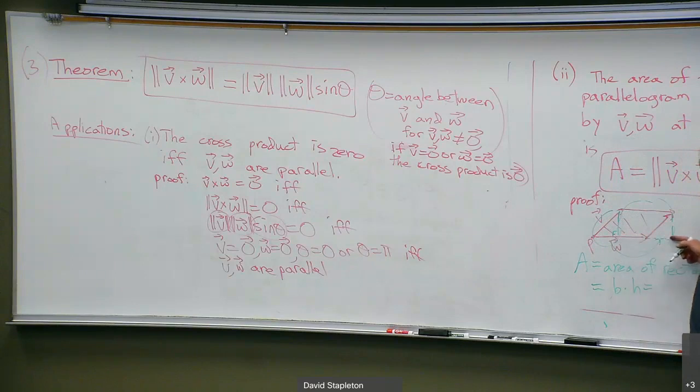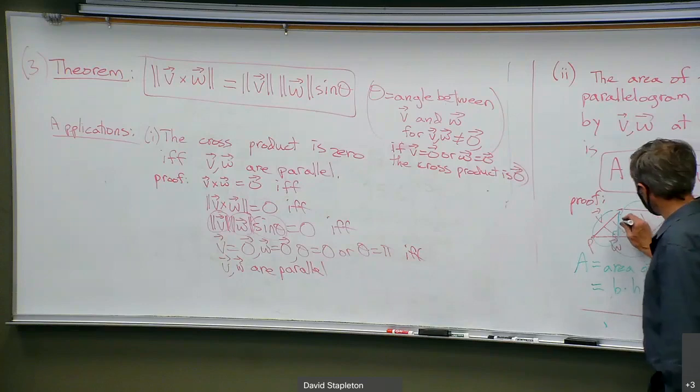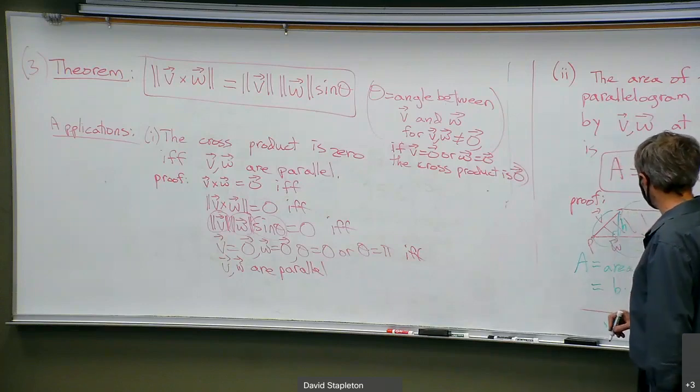Well, it's this part, but that's the same as this part, this rectangle, which is the length of W. So the base is the length of W, because it's this, or this, or this. And then what's the height? The height here, H, what is that?